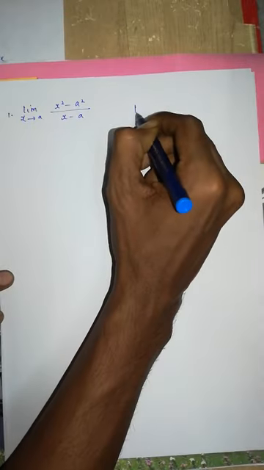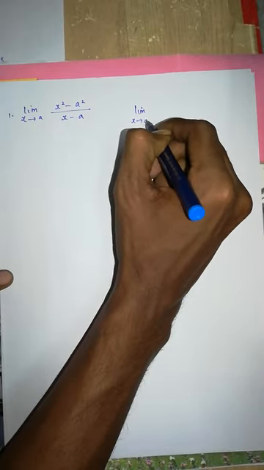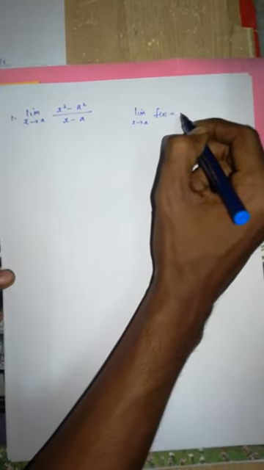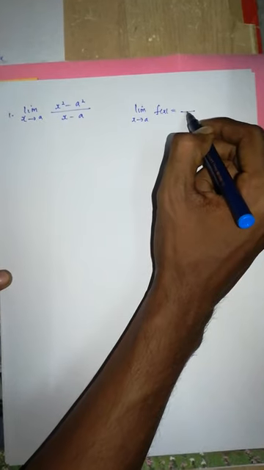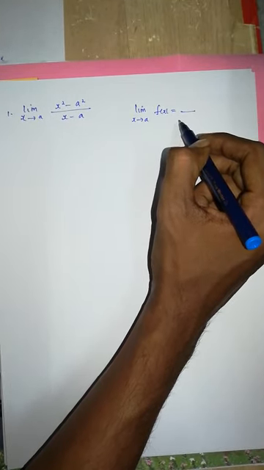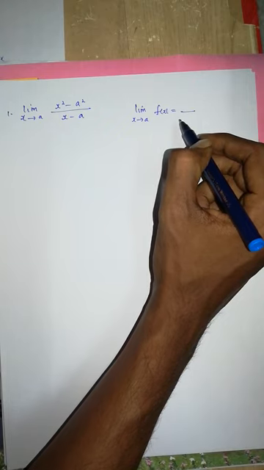Again, the left hand limit. You know that the limit x tends to a of f of x exists and is equal to the left hand limit and the right hand limit if the two of them are equal.